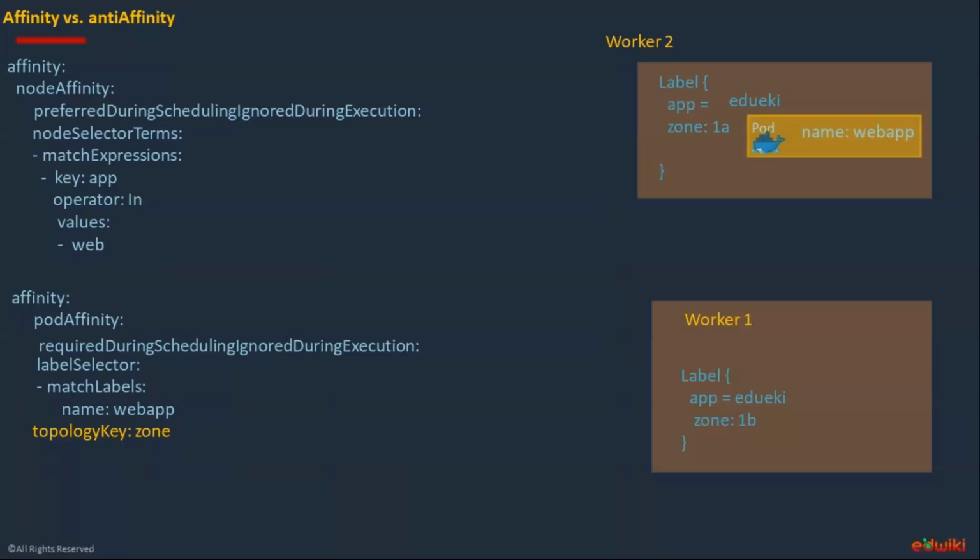But what is this topology key? Sometimes there may be multiple worker nodes having similar labels. Let's say here worker 2 is there. Assume there is a worker 3. Worker 3 also has a label called zone colon 1A.